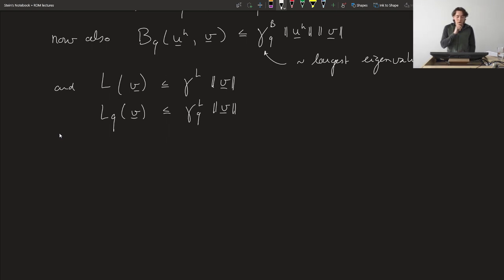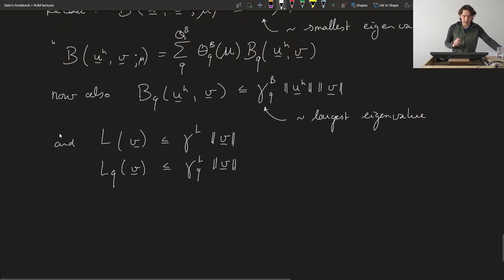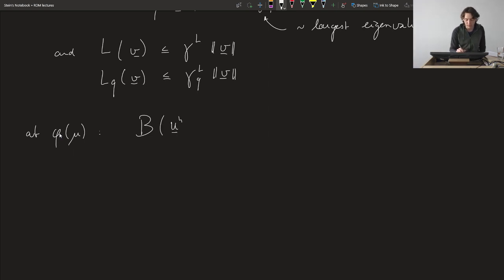Okay, so what do we know? We have a couple of these stability characteristics, smallest and largest eigenvalues. What else do we know about the solution at a certain parameter location? Well, first of all, at our initial point, phi of mu, the system of equations is satisfied at that point. So we have u_h, and I'll now indicate that these depend also on the parameters.